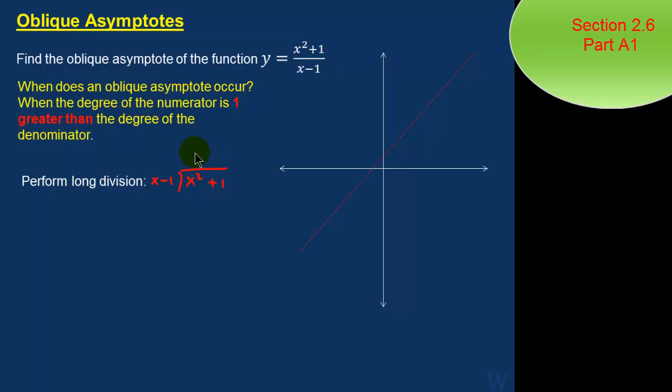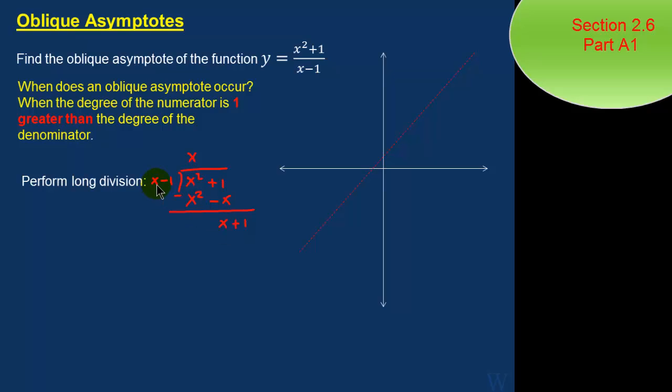x squared divided by x is x. Multiply through, you get x squared minus x. Subtract: x squared plus 1 minus the whole thing x squared minus x. That takes away the x squared. And 0x on the top minus a negative x gives us x, and then you drop down the 1. Remember that there is a middle term here whose coefficient is 0, for 0x. That's how we get 0x minus a negative x, we get x. Then you drop the 1 down.